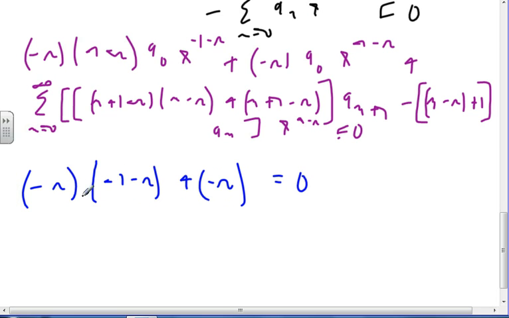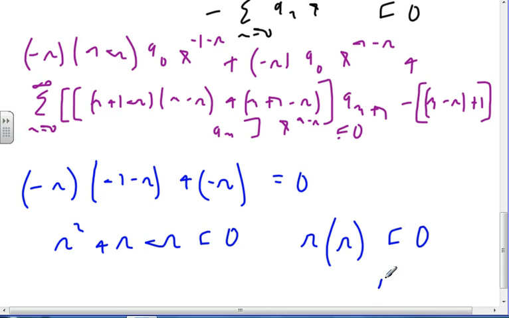So you have an r squared, and I have a r, and I have a minus r is equal to 0. So it looks like I've got r is 0, so r is equal to 0, which immediately begs the issue, if r was equal to 0.